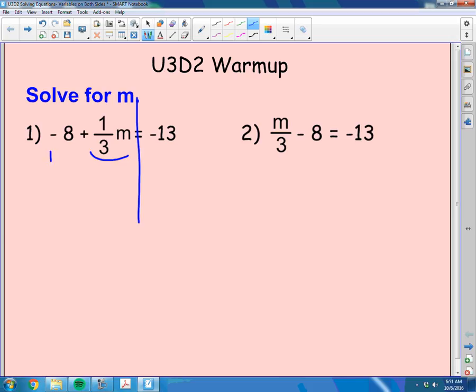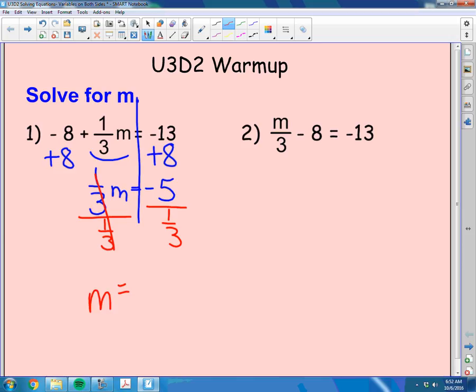I'm going to use inverse operations to move my constant, so I'm going to add 8 to both sides. That leaves me with 1/3 m equals -5. The opposite of multiplying by 1/3 is dividing by 1/3. And that cancels, and you end up with m equals something. Now, some of you had trouble dealing with fractions when you were in 6th and 7th grade. If that's the case, then you can also type into your calculator -5 divided by, parentheses, 1 divided by 3, hit enter, and it will tell you that the answer is -15.